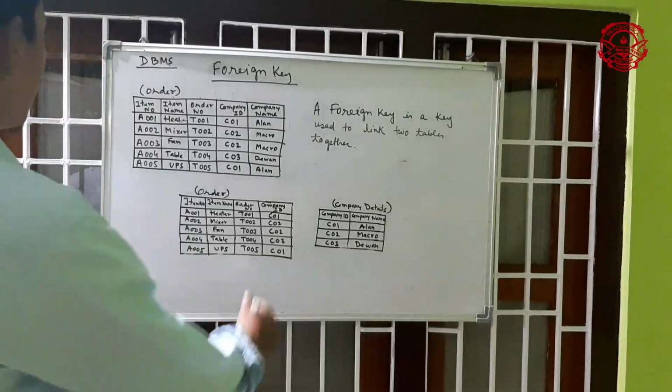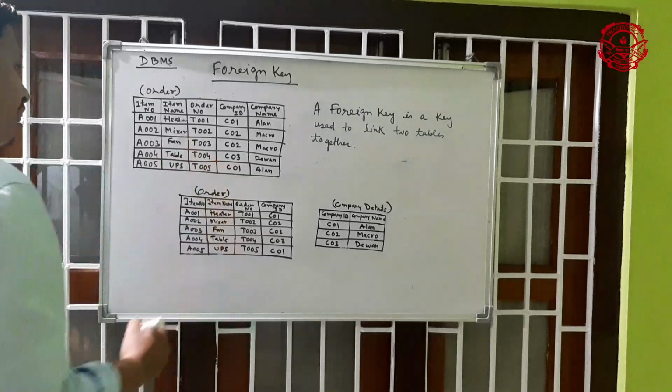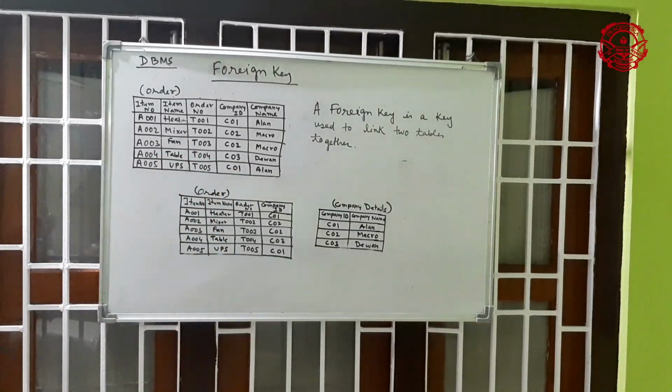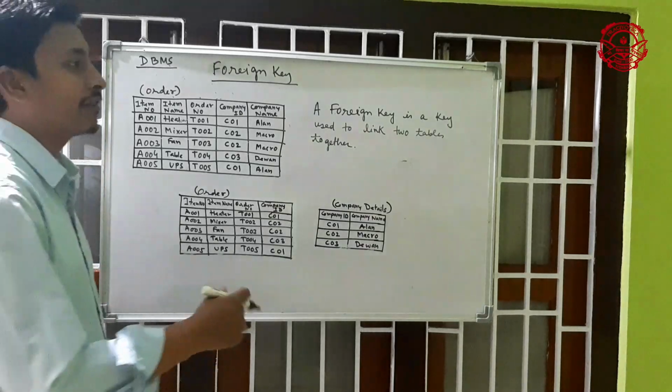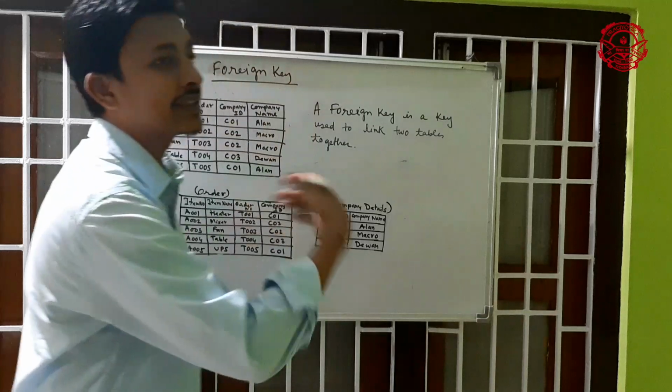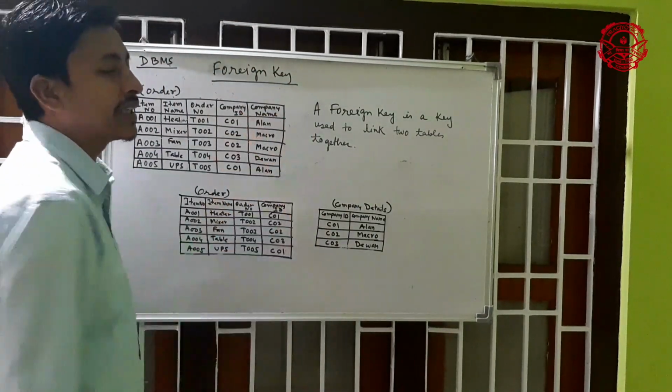Now, foreign key means what? The foreign key is a field or a collection of fields in one table that refers to the primary key in another table. It is called a foreign key.